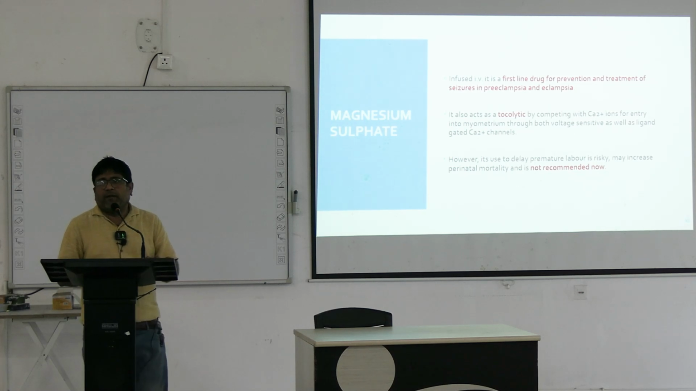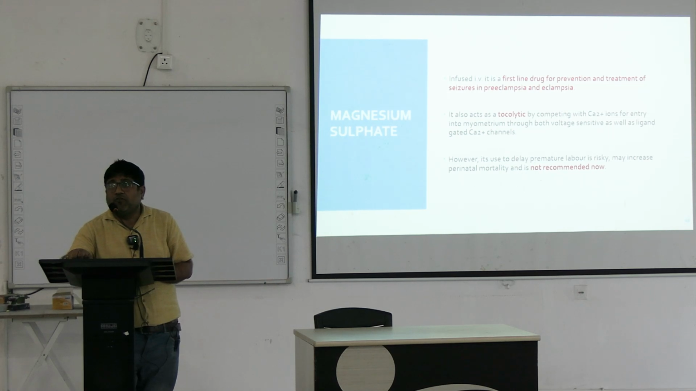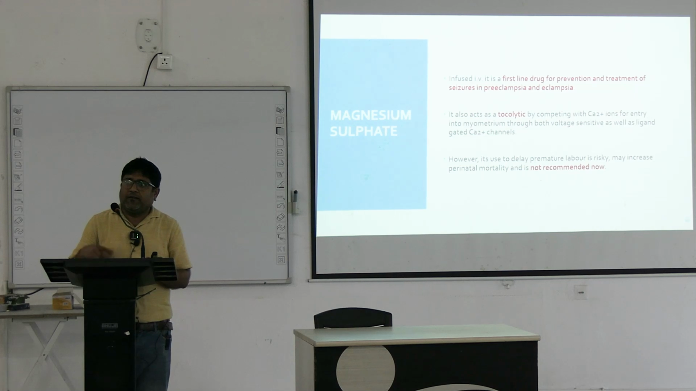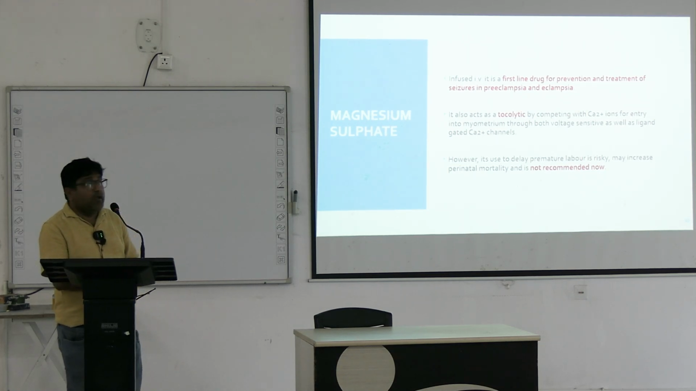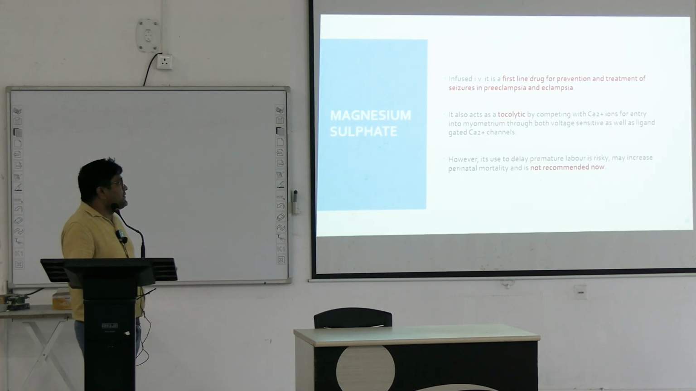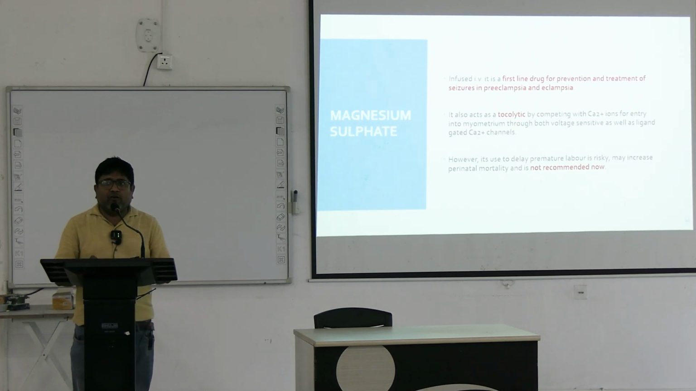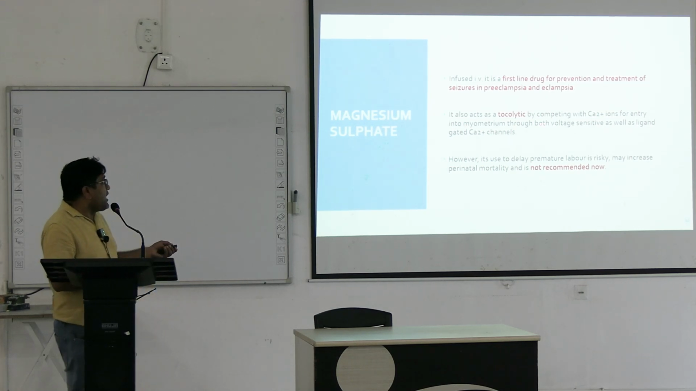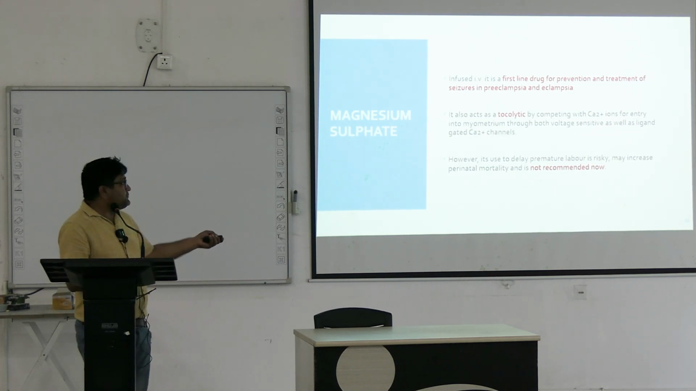Magnesium sulfate. Magnesium sulfate is the drug of choice in toxemia of pregnancy to control convulsion. Magnesium hydroxide is used basically as a laxative. Infused intravenously, magnesium sulfate is the first line drug for prevention and treatment of seizures in preeclampsia and eclampsia. It is also used as a tocolytic by competing with calcium ion entry via ligand gated or voltage gated calcium channels. However, its use to delay premature labor is risky and is not recommended now.